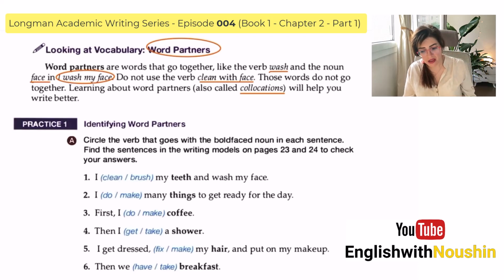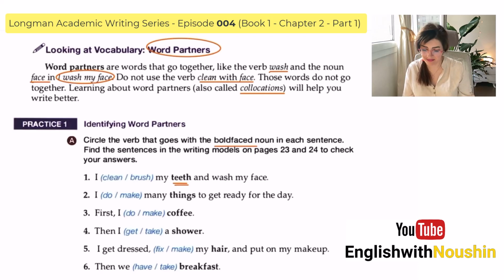Now, look at practice 1. What we want to do here is find the words that go with each other, that are partners, that are collocations. We've got a word in each sentence in bold, like teeth here. And I want you to take a minute and find what word collocates with the word in bold. Take a minute.